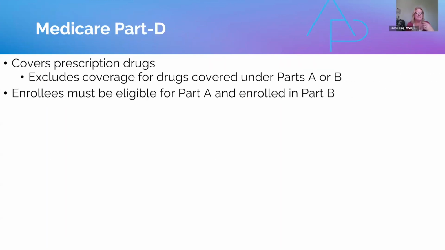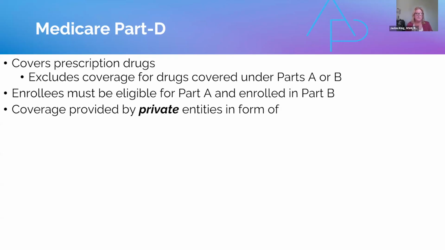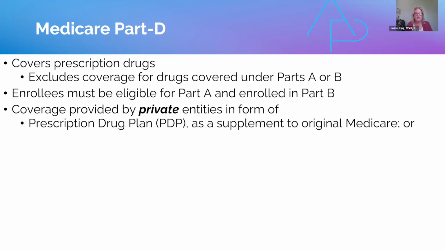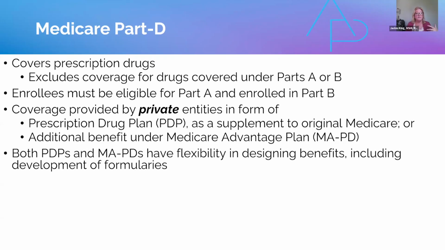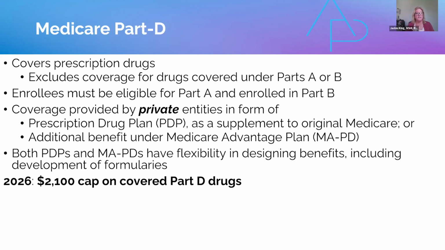Finally, Medicare Part D is the drug coverage. They have to be eligible for Part A, enrolled and paying a premium for Part B. And both traditional Medicare Part D supplements and Medicare Advantage are private entities. So you will see that they can design different benefits, including formularies of what drugs are covered at what tier. And this could be an area where if a patient is on a drug for the rest of their lives and it's covered way better in an MA Part D plan, they may elect Medicare Advantage for that.